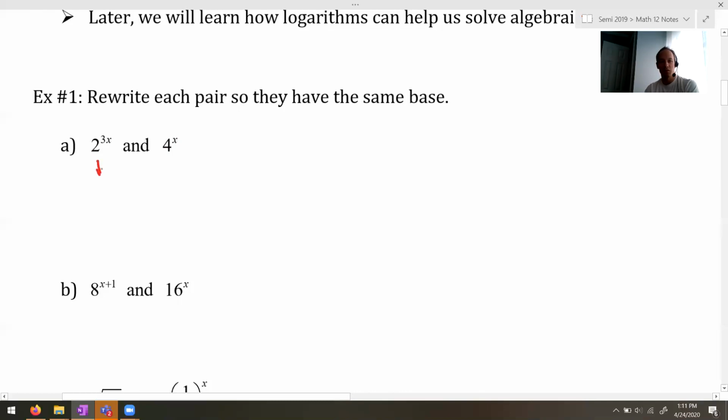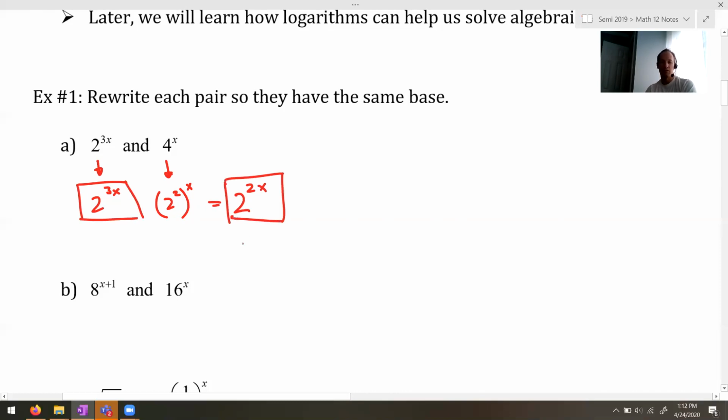So this one is going to get converted to nothing, and then this one is going to get converted to, well, 4 is 2 squared. So 4 to the power of x is the same thing as 2 squared to the power of x. Remember that the rule is when you're raising a power to an exponent, you multiply them together. So this would turn into 2 to the 3x, and then this would turn into 2 to the 2x. Now they have the same base.